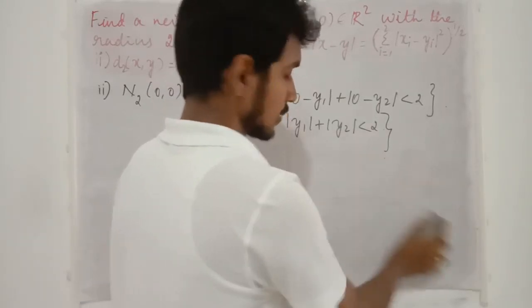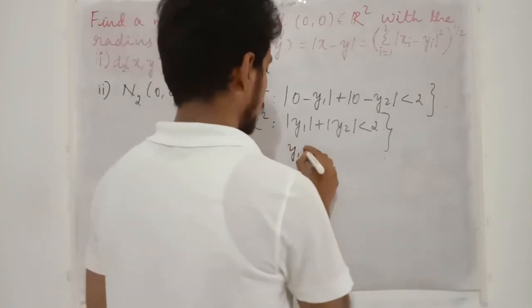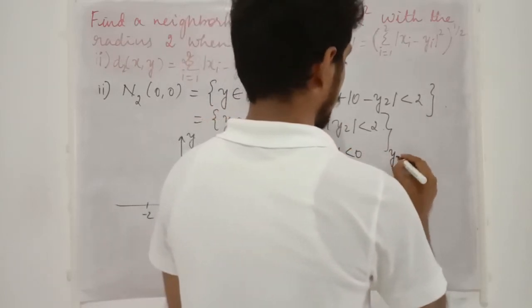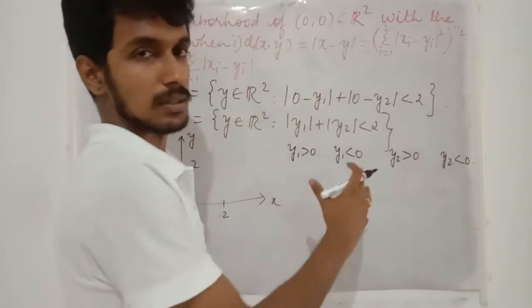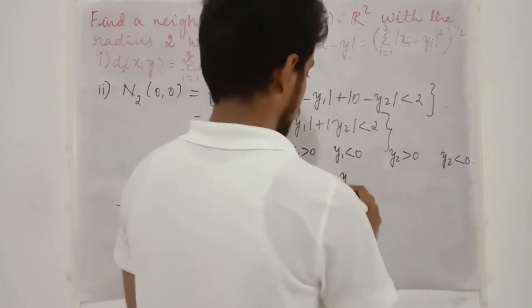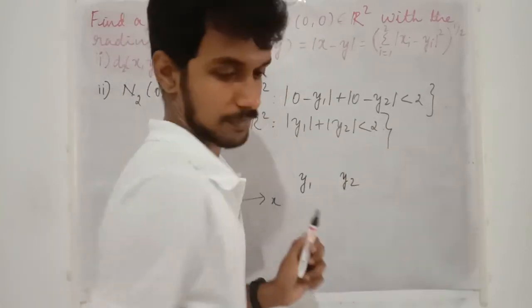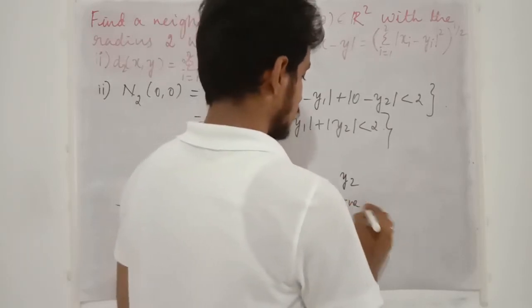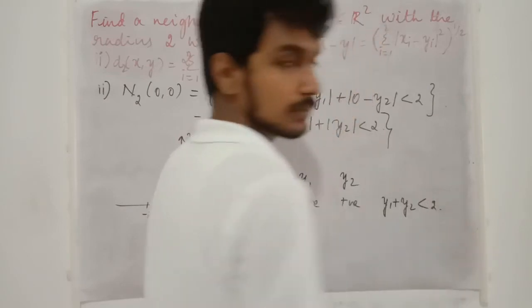What are all the possible cases? Here these values have to be less than 2, but your y1 may be positive or negative. Similarly your y2 may be positive or negative. So when you combine these things, you will have 4 possibilities. Here let me have the possibilities for y1 and for y2, and let us see what is going to happen. If y1 is positive and y2 is positive, then this equation becomes y1 plus y2 less than 2.